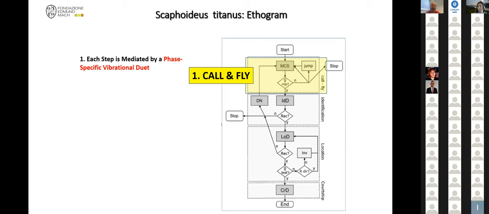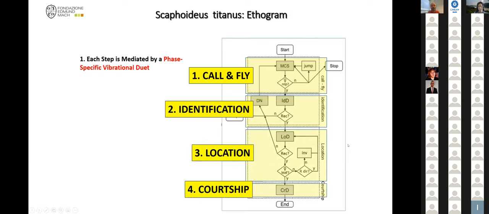And this happens only when they are on the same leaf. This means that they use very nice songs, very nice signals for the purpose to court, to convince the female to elicit acceptance from her. So basically, this complicated behavior, there are many rules to be respected. And as I wrote here, each step is mediated by a phase-specific duet, okay, made of vibrations. And the four parts are fundamental, are required to accomplish mating.